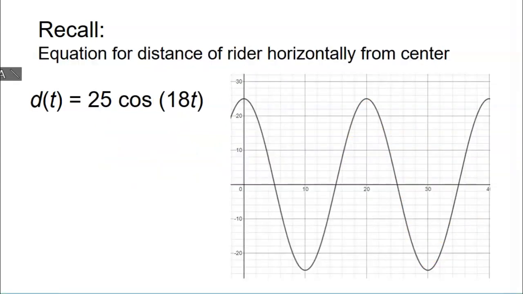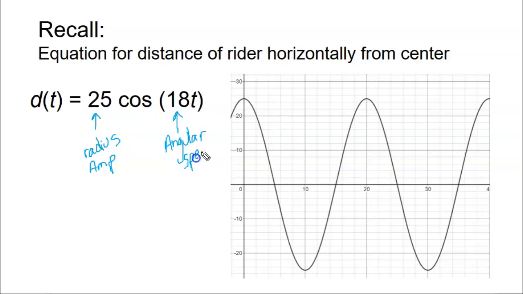You may also recall that we found for the shadow on the ground, as we went left to right around the Ferris wheel, the equation for that horizontal distance from the center to be d of t is equal to 25 times the cosine of 18t. Here we said that 25 was again the radius of the Ferris wheel, and it was also the amplitude of the graph. Again, 18 is our angular speed.